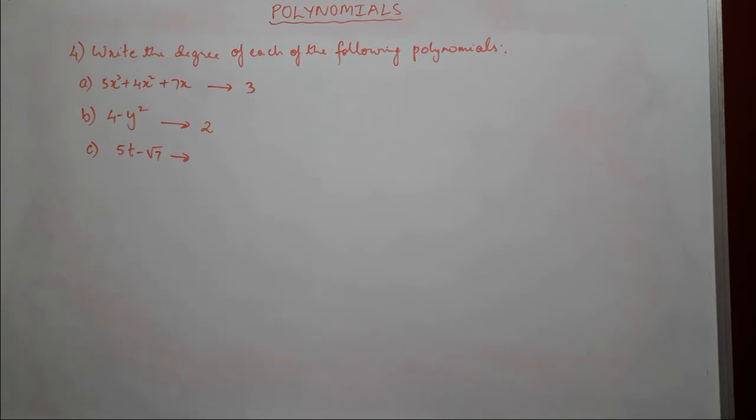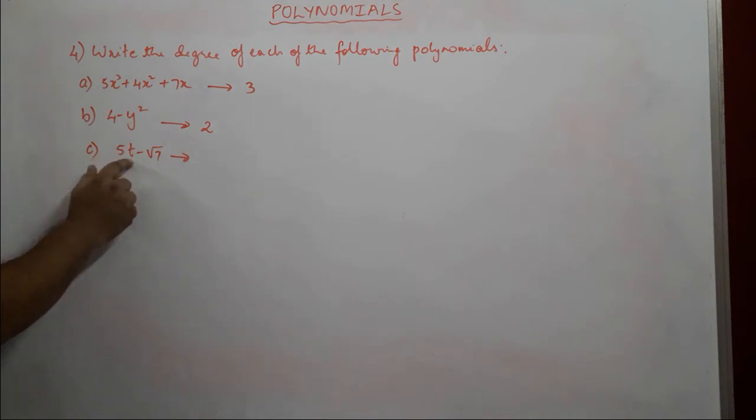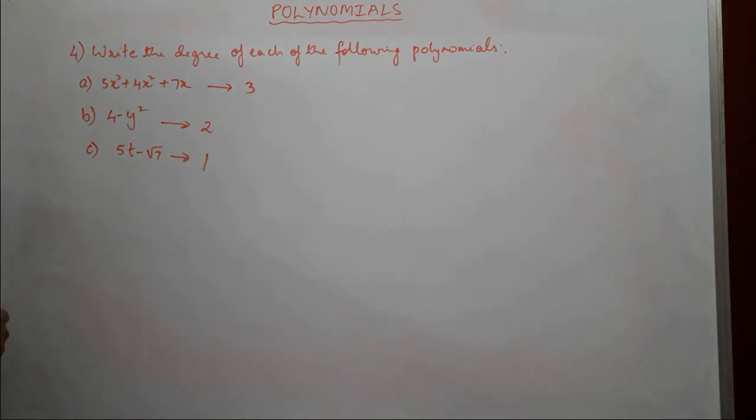5t minus root 7. So root 7 has a variable power of 0, because it is t raised to 0. So the highest power will be that of 5t, because the power in this case is 1. So over here we can write 1. Next question.